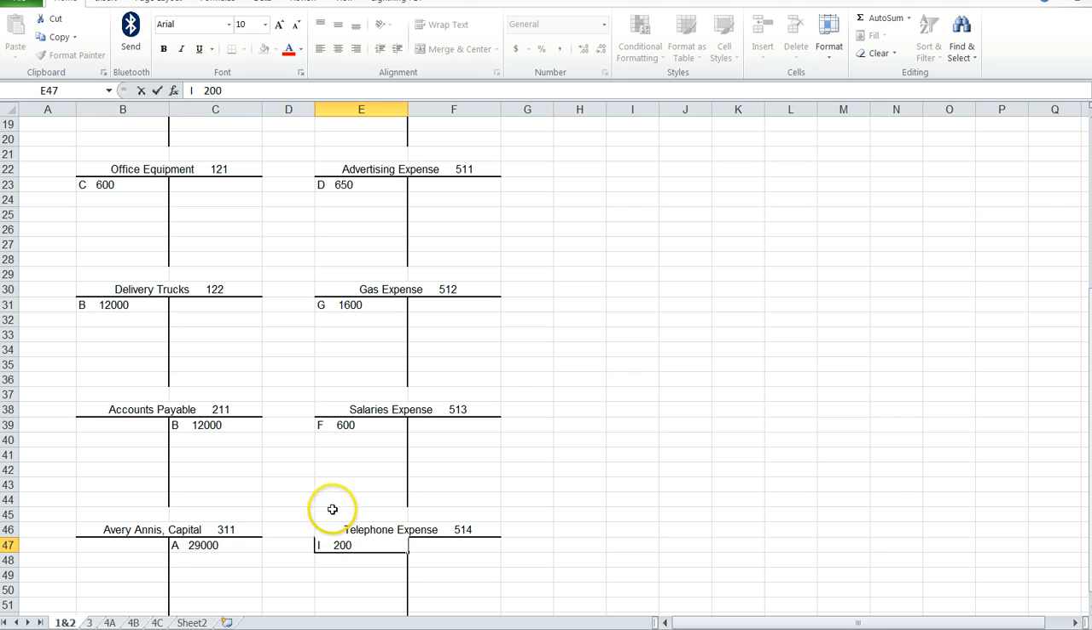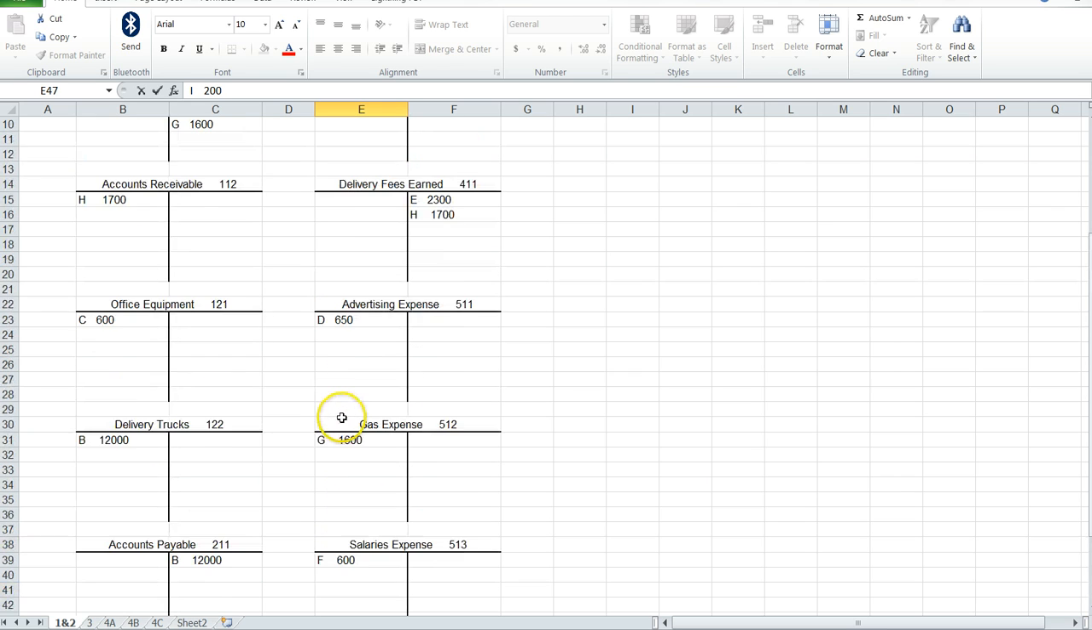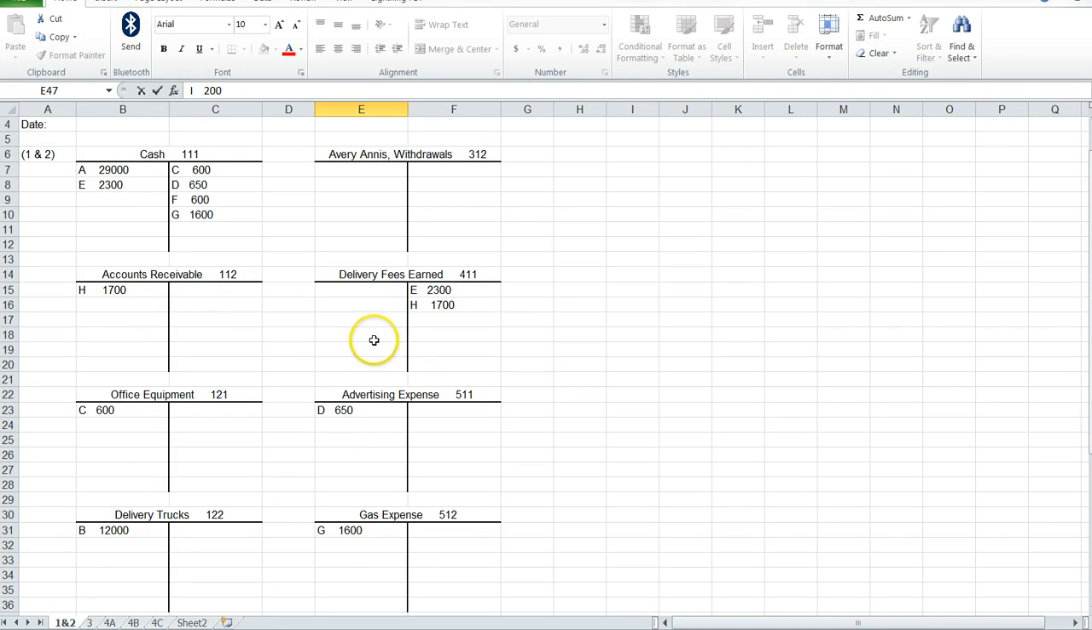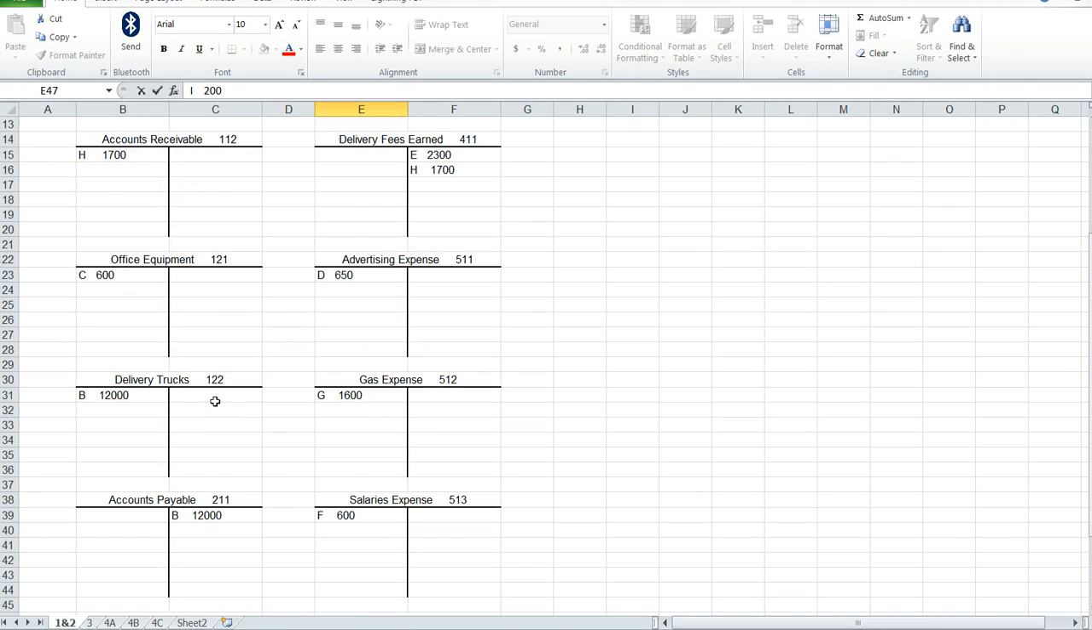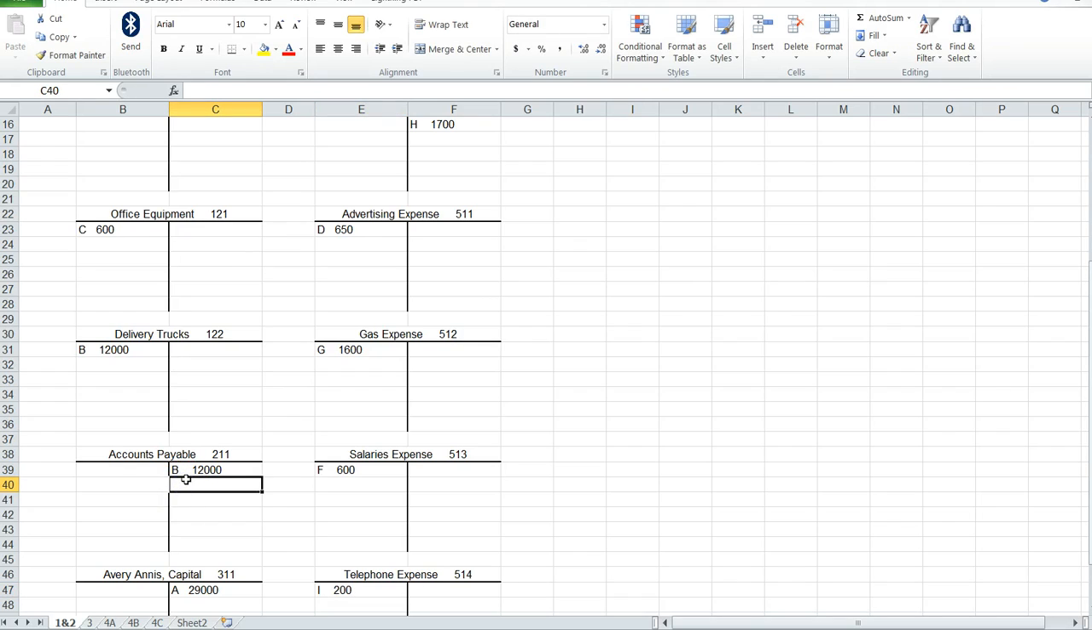And then you come over to accounts payable. All right, so that's transaction I. So what you're seeing here is an additional $200 credit to accounts payable. So now you owe $12,200. Is that correct? I think so.